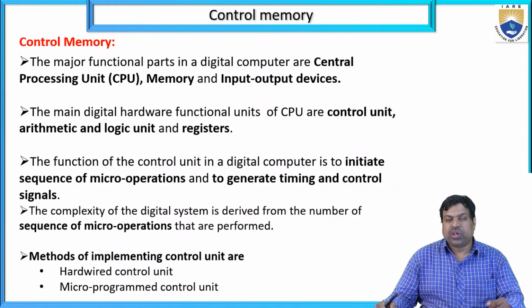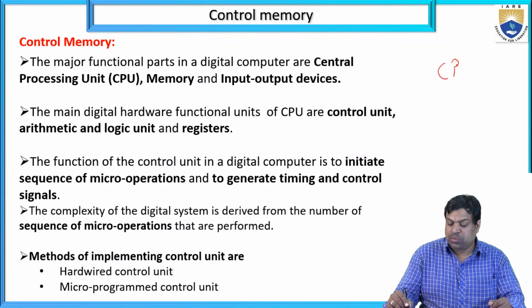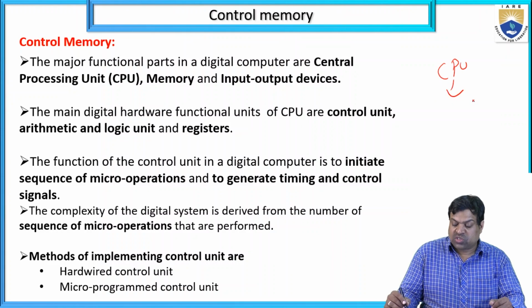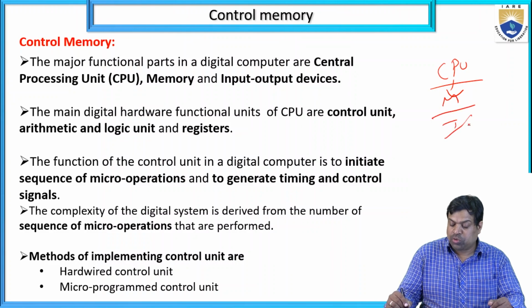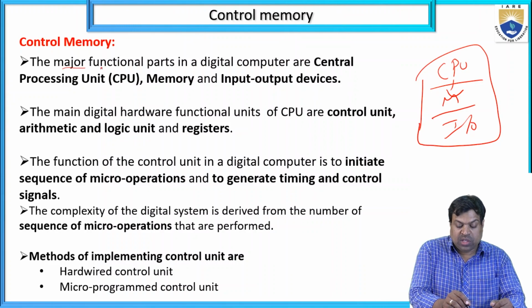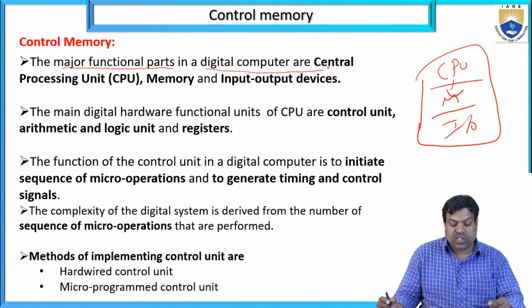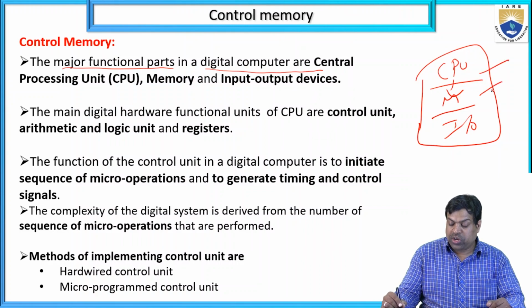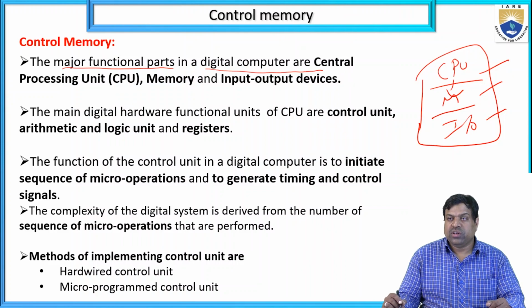So, in the control memory, how are we controlling the memory in the CPU? The CPU plays a major role in this. What parts are there? The CPU, memory, and input-output unit. How are we controlling them? The major functional parts of the digital computer are the central processing unit, memory, and input-output. These play the major role in performing programming. In these three, how we are controlling is the important thing. What is the process for controlling, we will discuss.